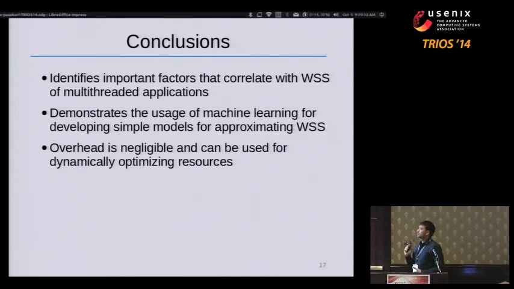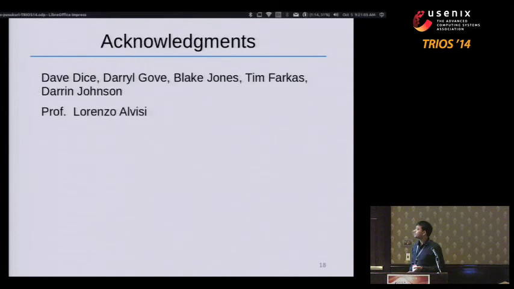In conclusion, in this work, we identify important factors that correlate with WSS of multi-threaded applications running on multi-core, multi-socket systems with a large number of cores. And also, we present a methodology based on machine learning for developing simple and robust models for approximating working set sizes of multi-threaded programs. The overhead of the model is very negligible, so we can use it for effectively allocating resources on large multi-core systems.